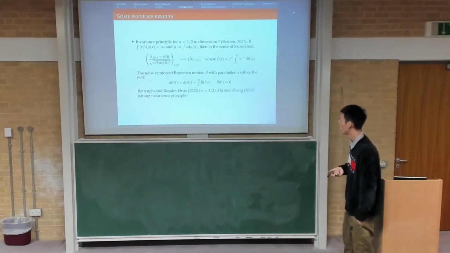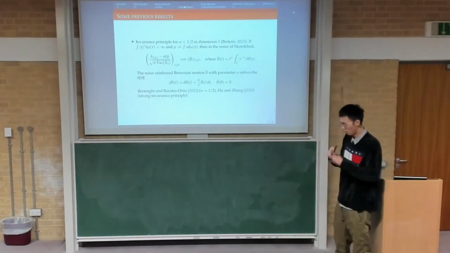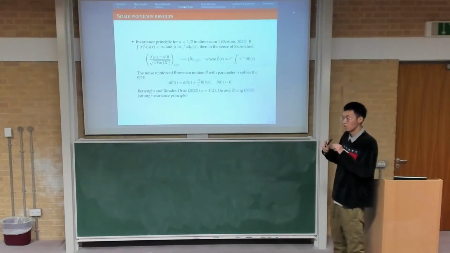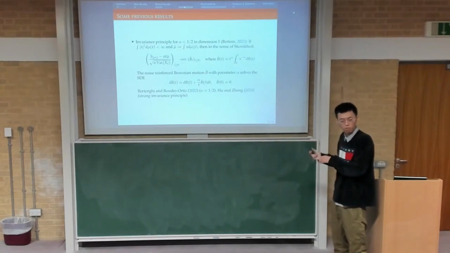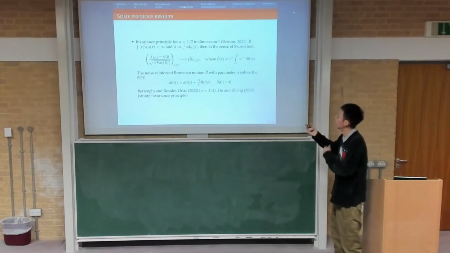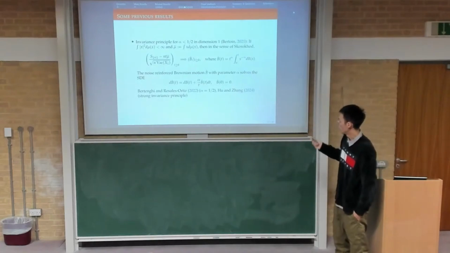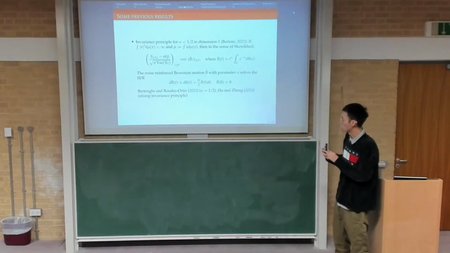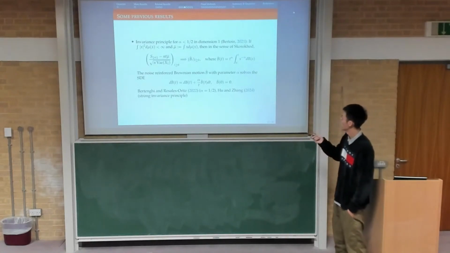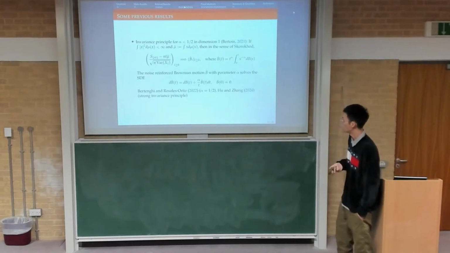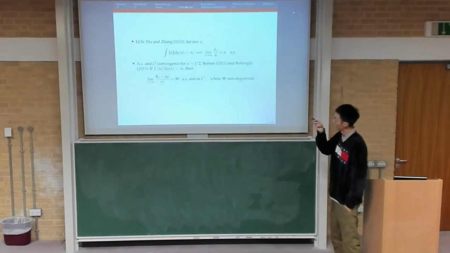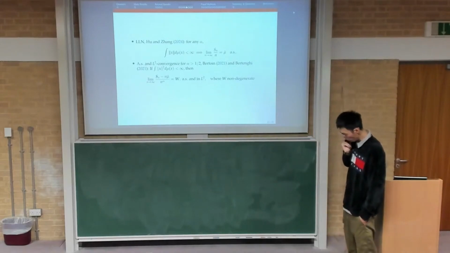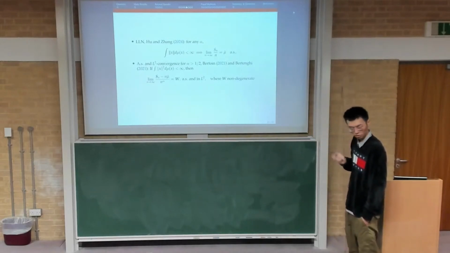Then Bertenghi and Rosales-Ortiz extended this result to the critical case. So just like the elephant random walk, for alpha less than 1/2 and equal to 1/2, we also have a central limit theorem or even an invariance principle. And Hu and Zhang established a strong invariance principle. We're not going to use those results in this talk, but I think I should mention them. I'm going to use the result for when alpha is greater than 1/2.